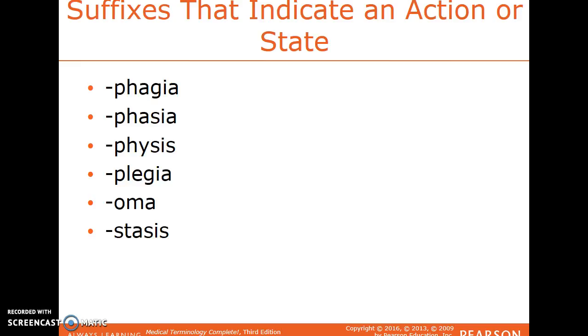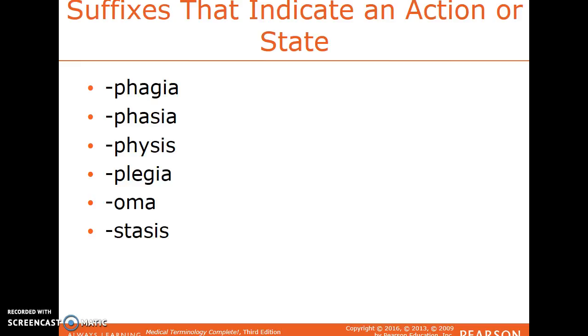More suffixes. Phagia means swallowing, but phasia is speaking. So although they're spelled almost exactly the same, and they sound really similar, their meanings are very different. Phagia means eating or swallowing. Phasia is speaking. So to help you remember, associate the G in phagia with the G in gastro, or the combining form for stomach, and the S in phasia with the S in speaking. So G is about your stomach, it's eating and swallowing. S is about speaking.